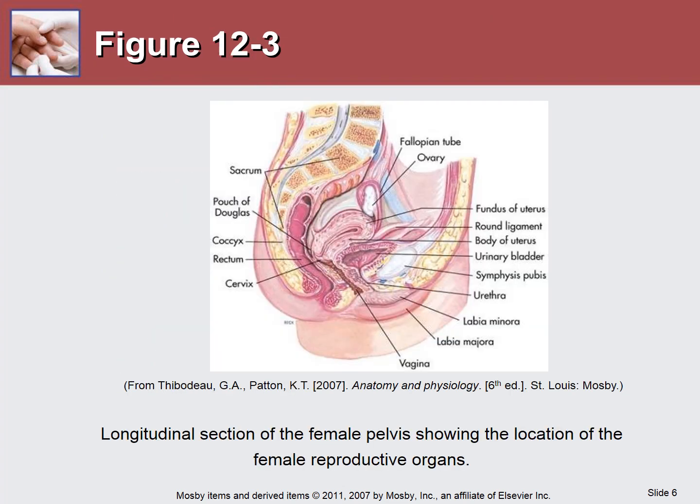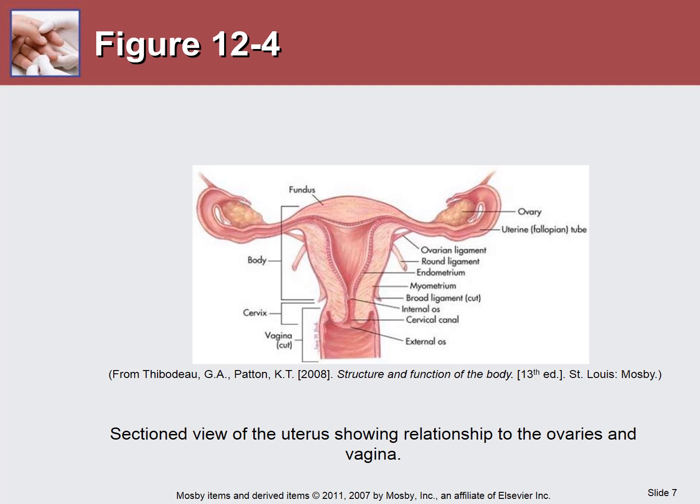So this is a cross-sectional view of the female pelvis showing the location of the female reproductive organs. Next slide. Here is a sectional view of the uterus showing the relationship to the ovaries and the vagina. So clearly the follicle is released and then it goes into the fallopian tube, and then it's supposed to move down to the endometrium, to the uterus, to implant there if pregnancy is going to take place, or shedding if there's no pregnancy that's going to take place. Next slide.